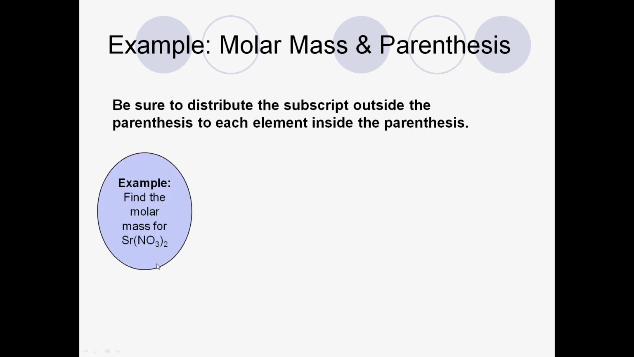Okay, let's say we have something with a polyatomic ion in it with a parenthesis. So how do we figure out how much this molecule weighs? Well, we have 1 strontium. Anything inside the parentheses is going to be multiplied by the subscript outside of it, so we have 2 nitrogen, and then that means we would have 6 oxygen.